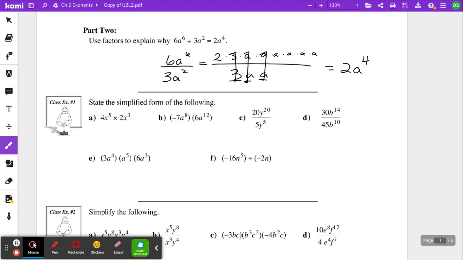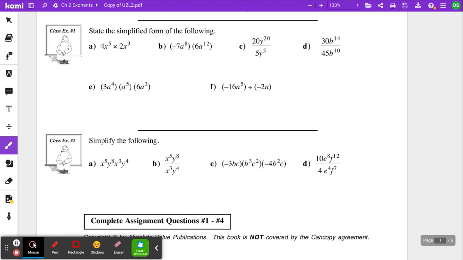Now does that match? And the rule would be if there's 2 bases and the bases are the same and you're dividing, you keep the base, subtract the exponent. So the 6 take away 2 gives you the 4. We already knew that. Let's move on. All right. Let's go fast. I should have done this homework yesterday.